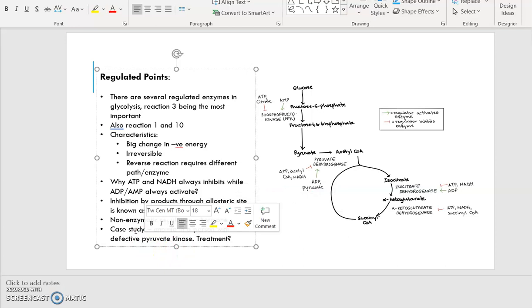There is one case study, which is anemia in a person with defective pyruvate kinase. The pyruvate kinase is an enzyme in reaction number 10.